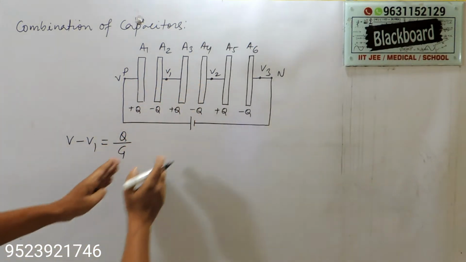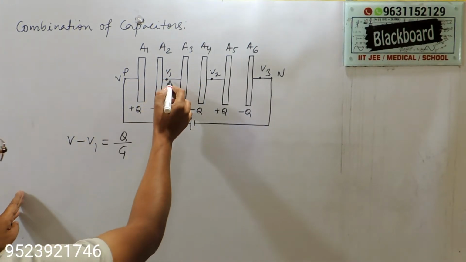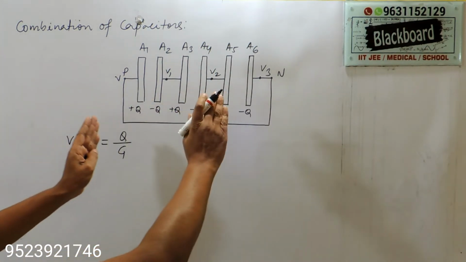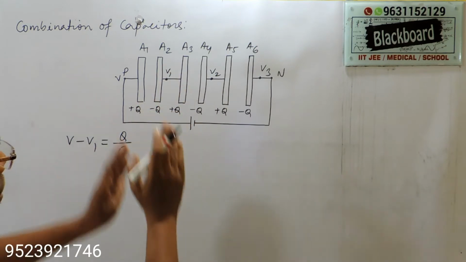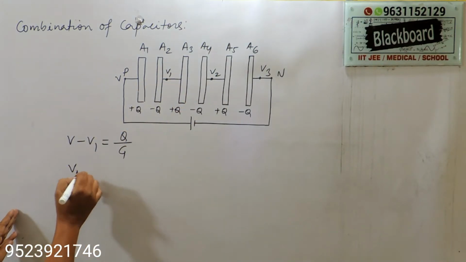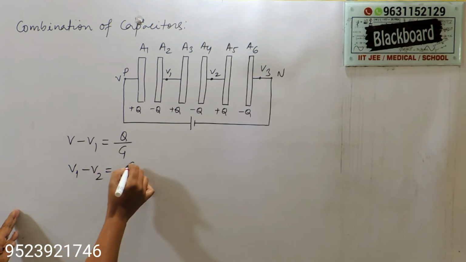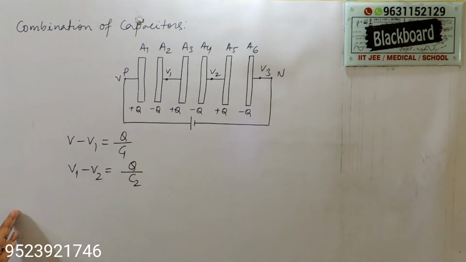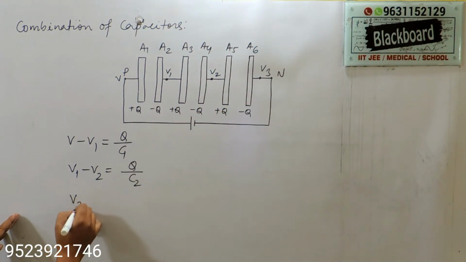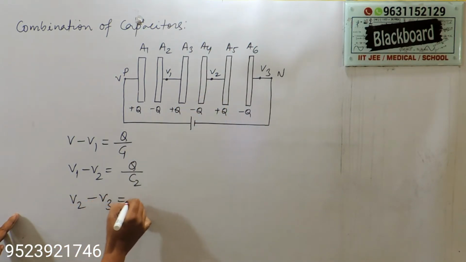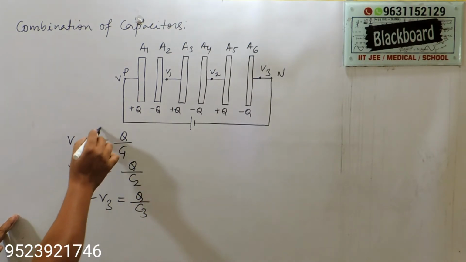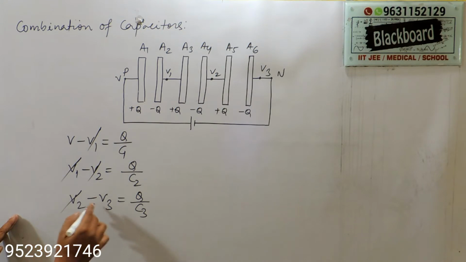Similarly, for the second capacitor, here the potential is V1, here the potential is V2. Always remember, in series the potential will be different and the charge will be the same. So V1 minus V2 is equal to Q by C2, and V2 minus V3 is equal to Q by C3. Adding all, these cancel out.